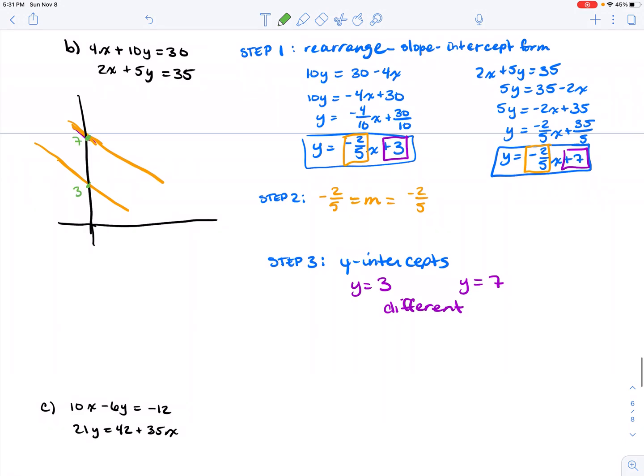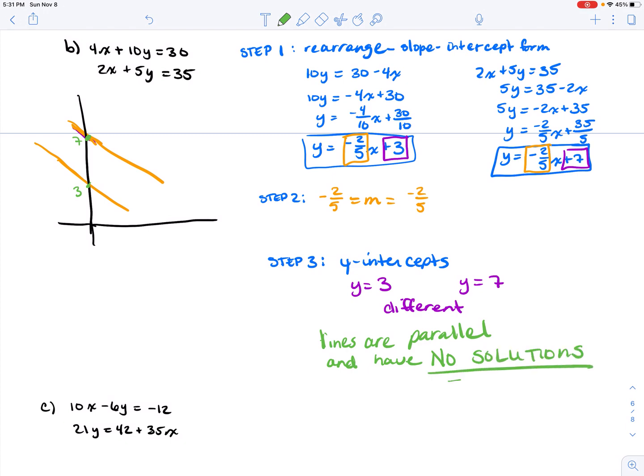So that means these lines are parallel and have no solutions. They have absolutely no solutions. Parallel lines never meet. So the linear system has no solutions.